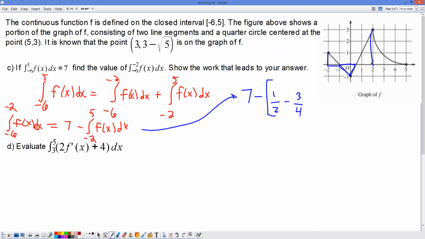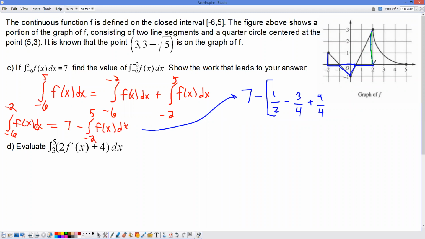Then we'll look at this next triangular piece, which has a base of 3 halves and a height of 3. 3 times 3 halves is 9 halves, and divide that by 2. That piece should be a positive 9/4. And then we've got this quarter circle piece that we've got to deal with.